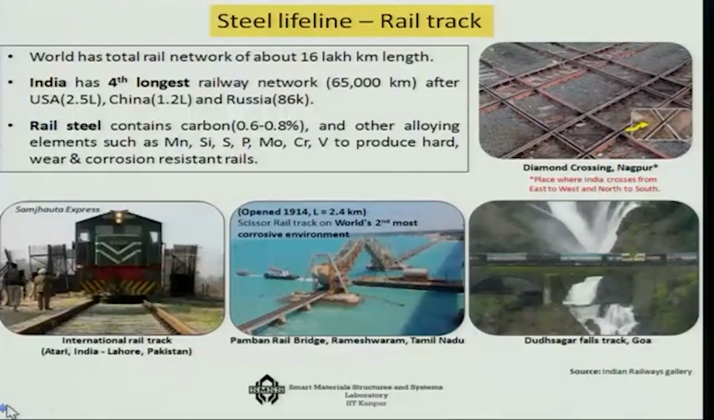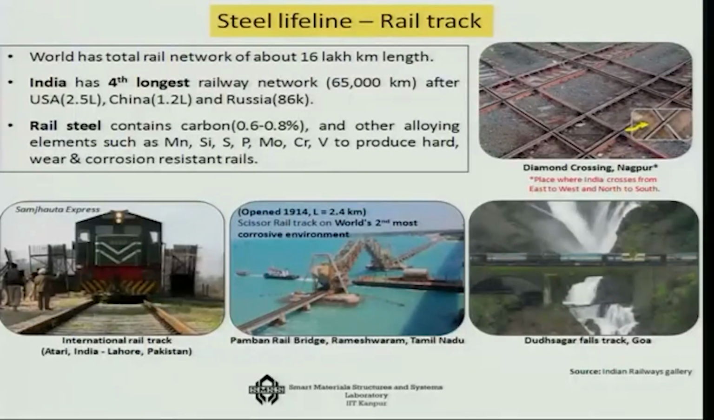You can see various such things like the diamond crossing in Nagpur, where you have the north and south crossing. Imagine the amount of wear and tear these things will face, and the steel rail plays a very important role there. Similarly, think of the Pamban rail bridge. That is once again a marvel out of steel.